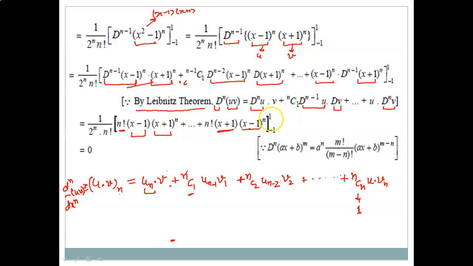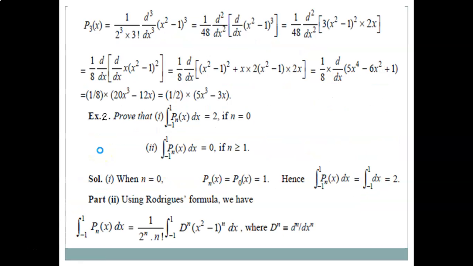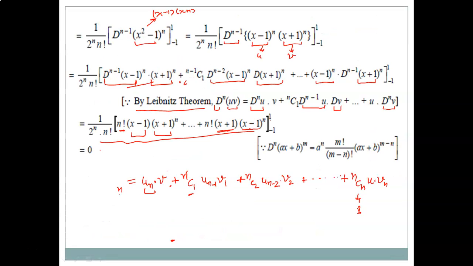But when you put the upper limit 1, because of this factor all the values will be 0, and then the lower limit, because of this factor all the values will be 0. So ultimately this whole expression comes out to be 0. In this way, what have we proved? We have proved that the integral from minus 1 to 1 of pn x dx gives you 0 when n is greater than or equal to 1. So that is what we wanted to prove.